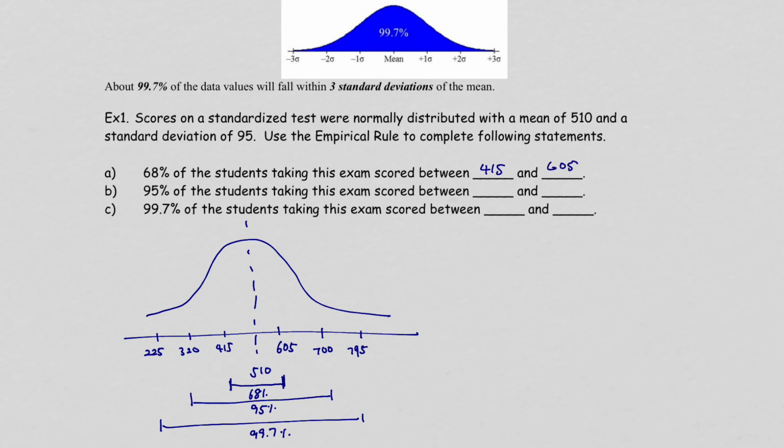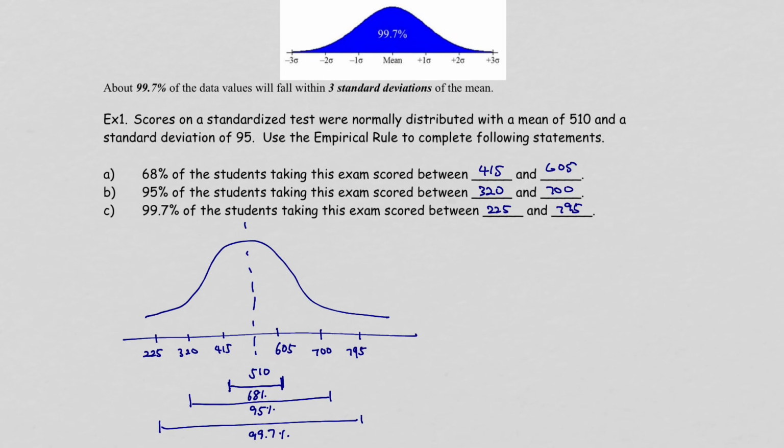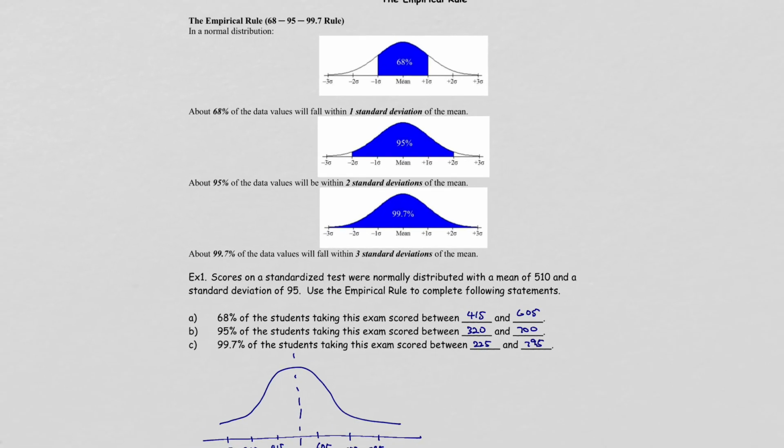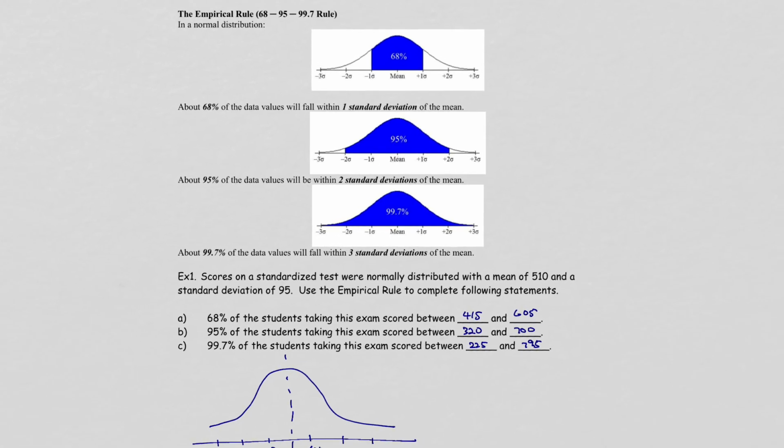So you should be able to answer: 68% of students take this exam with a score between 415 and 605. 95% of students take this exam with a score between 320 and 700. 99.7% of the students take this exam with a score between 225 and 795. So that's how you can use the empirical rule to find information from the normal distributions.